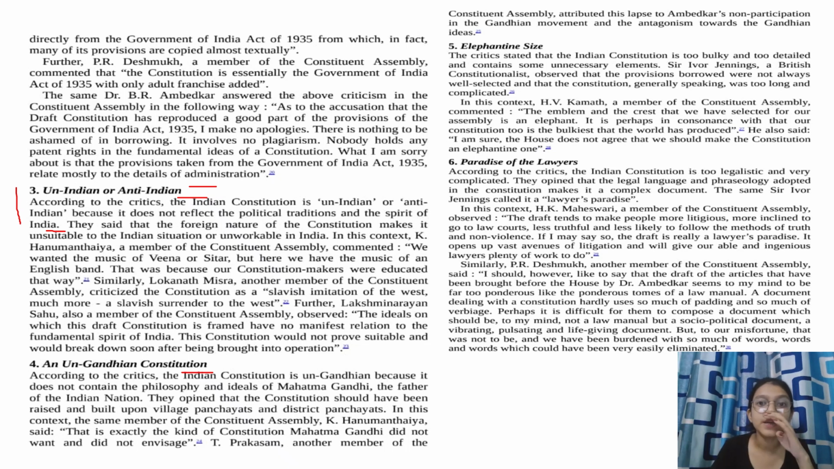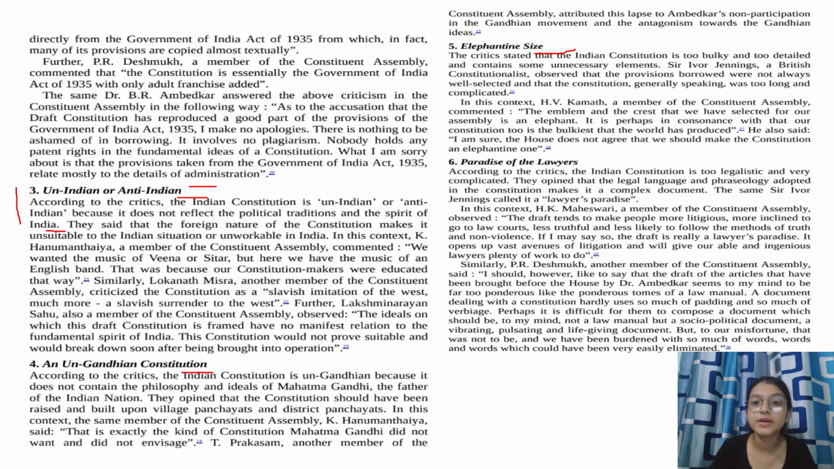Then we have elephantine size. Just because it is lengthy, heavy, fat, we can't say that, it would be body shaming. Okay, so we have a healthy constitution. Because of the very size of it, it is said by the critics to be of elephantine size.